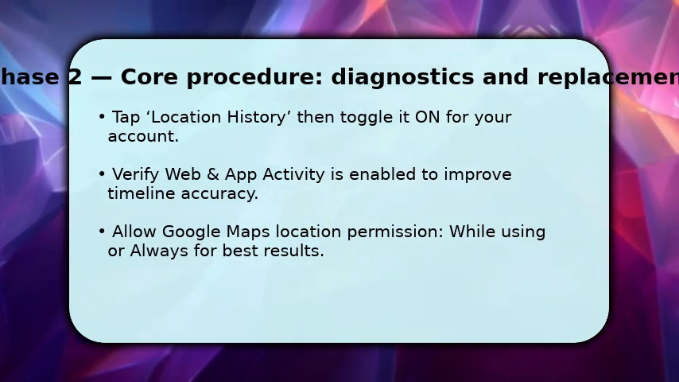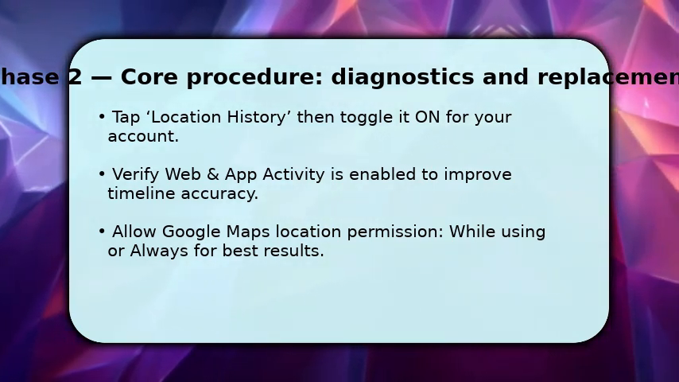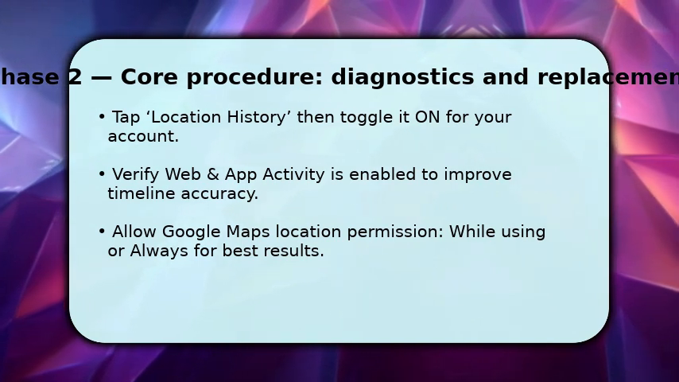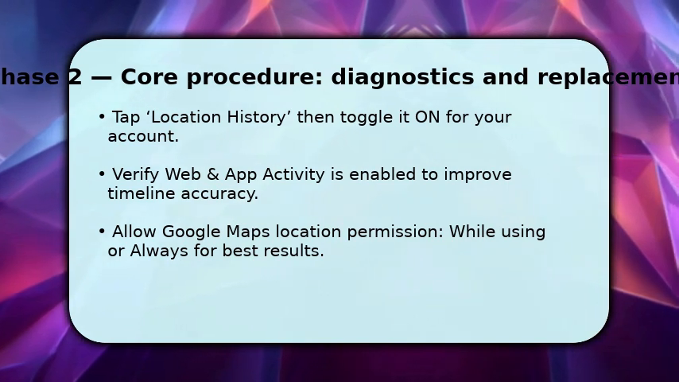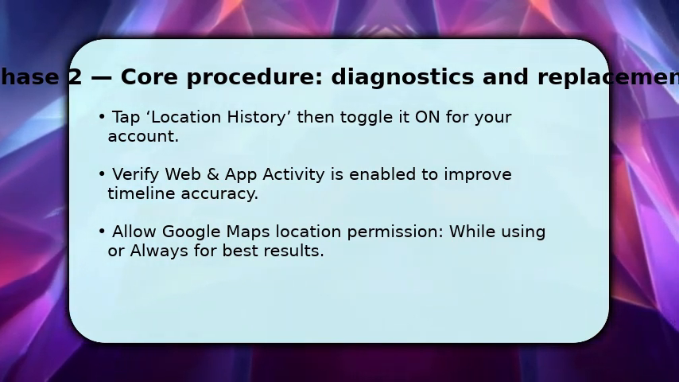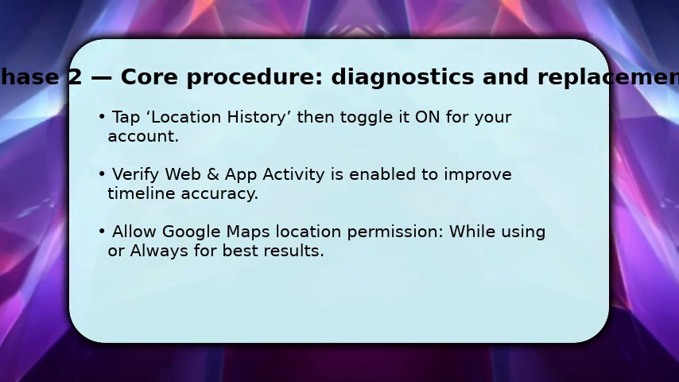Also check app permissions. Grant Maps location access while using the app or always, depending on your preference. Always gives more complete entries. Once all toggles are set, restart Maps to let settings take effect and begin recording.